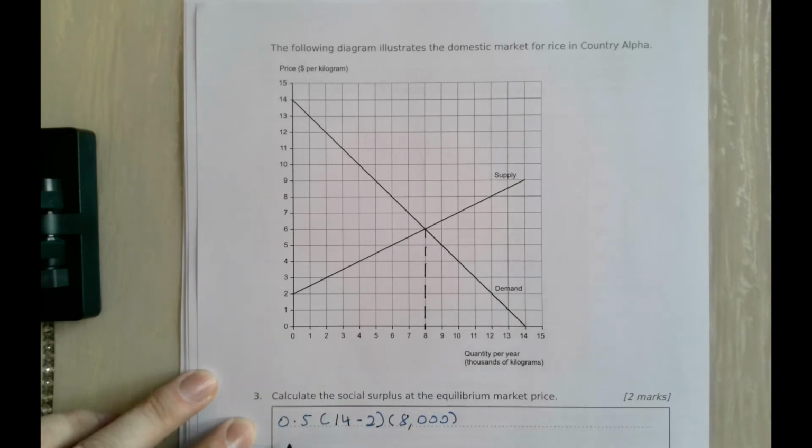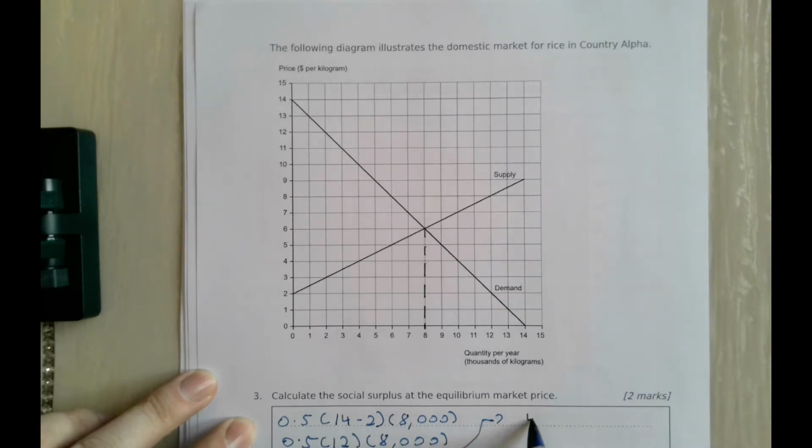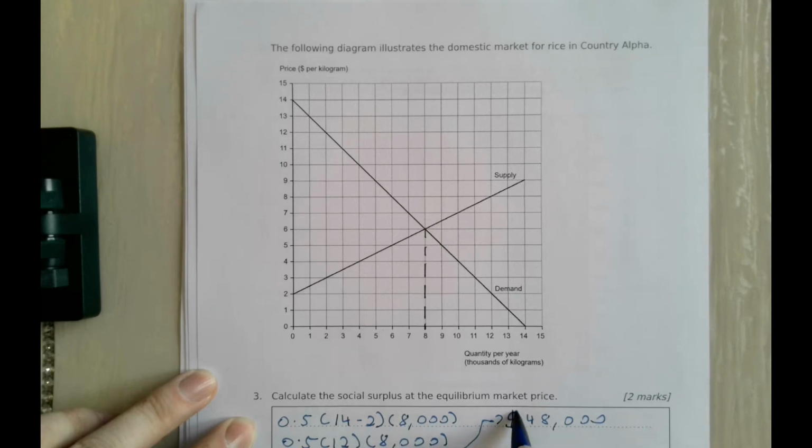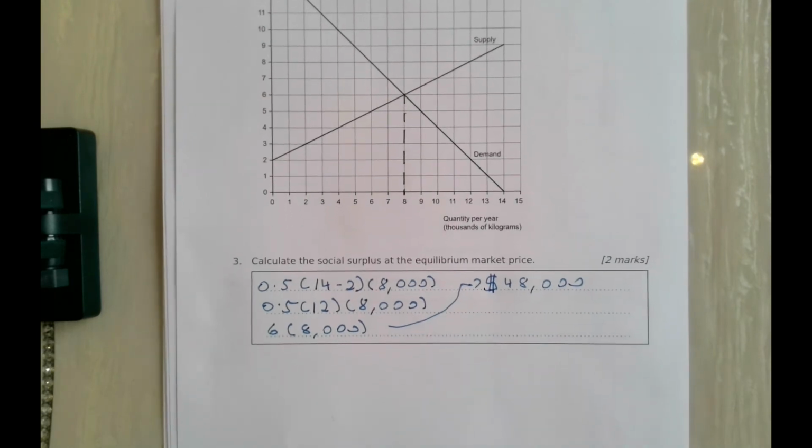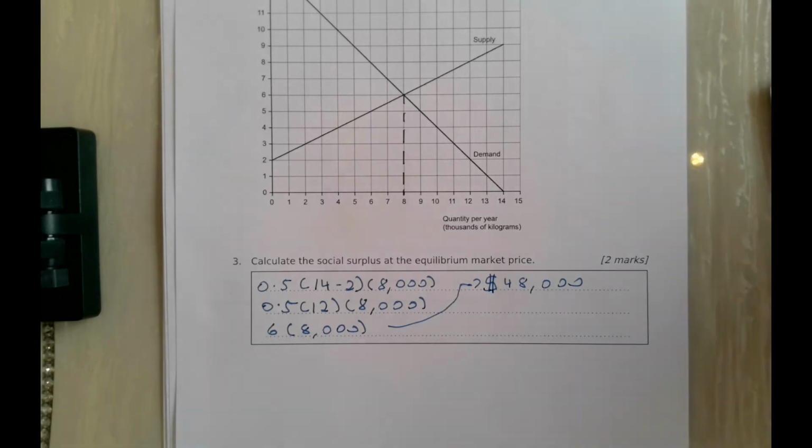So it's a half times 14 minus 2, which is 12, times 8,000. Half of 12 is 6, times 8,000. And 6 times 8 is 48,000. 48,000 what? Dollars. Community surplus is always measured in dollars. Excuse me, you couldn't see all that. I do apologize, so I'll just show you this here. Community surplus is always measured in currency, whatever that currency is, be it euros, dollars, whatever. No problem there, I hope.